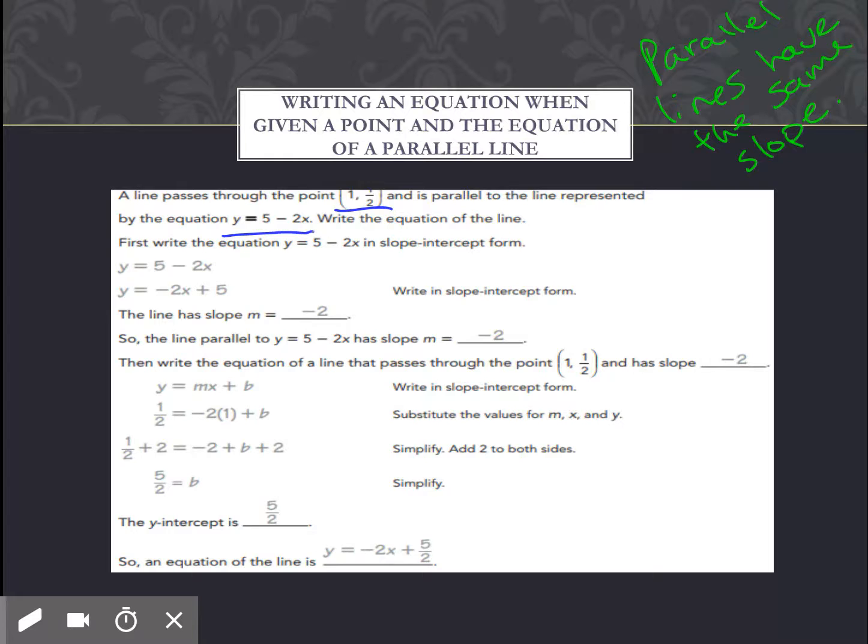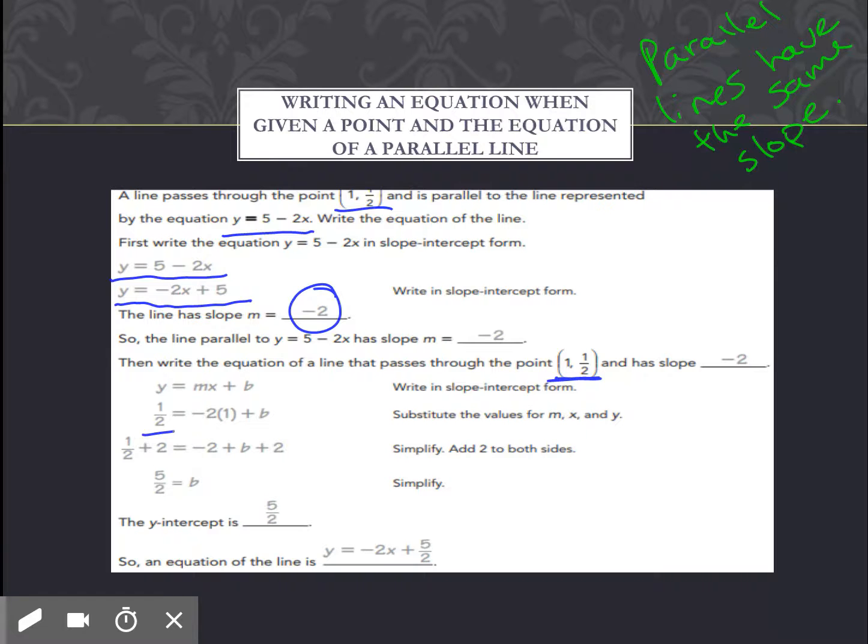So the first thing you want to do is put the equation of the line into slope-intercept form. So again, we have y equals 5 minus 2x. We want to switch that around and have y equals negative 2x plus 5. And then you see that our line has a slope of negative 2. So now that you know the slope, you're going to do what we did in the last problems. We're going to plug in our points for our y and our x to find our new y-intercept.